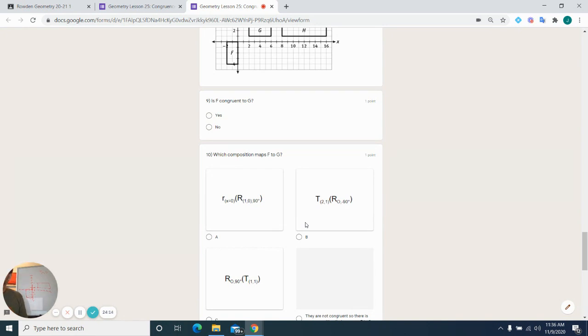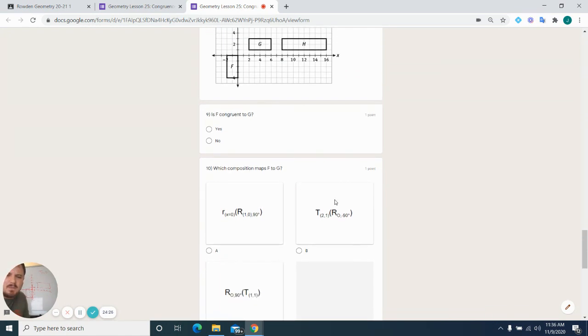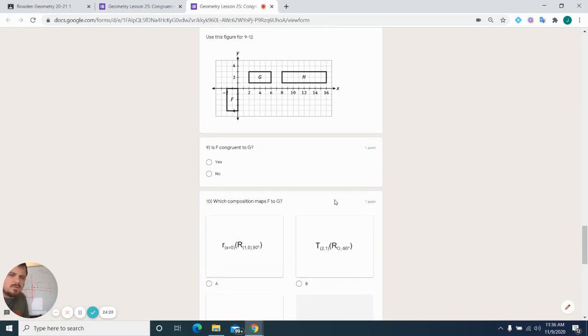Let me double check one thing. Okay, so B, when I made this, I thought B would work.